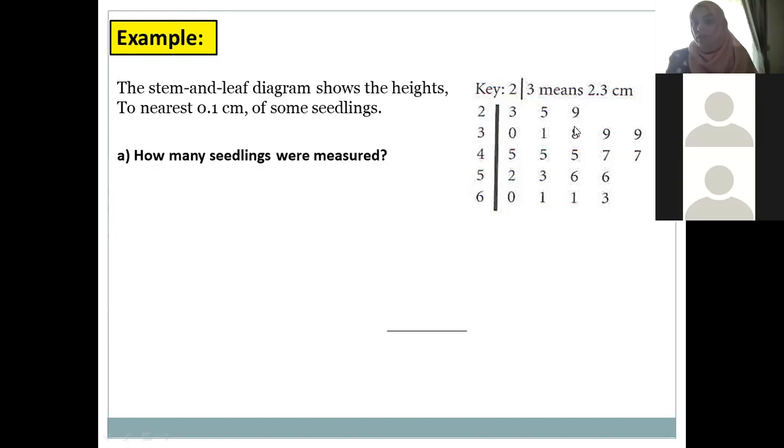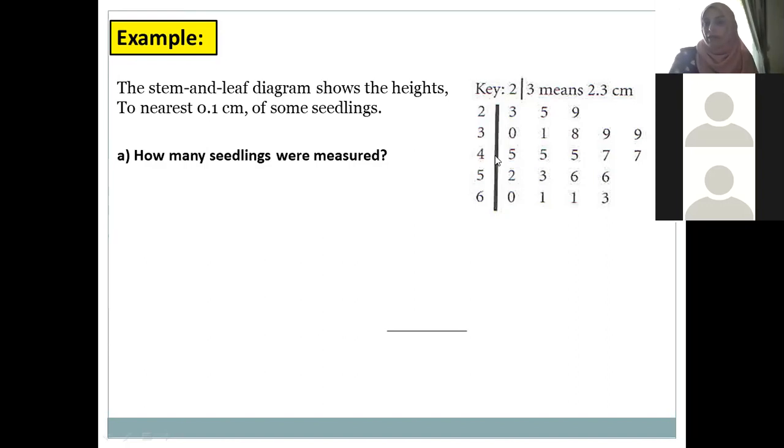We count the leaves. What do I have here? I have 2.3, 2.5, 2.9. So do I need to count the 2? Do I have 4 numbers like this? No, I have 1, 2, 3. 3 numbers. And here is the same. So do we count the leaves plus the stems? No, we count only the leaves. We count only leaves. So how many seedlings did we measure here?